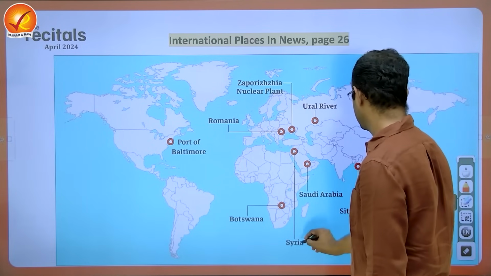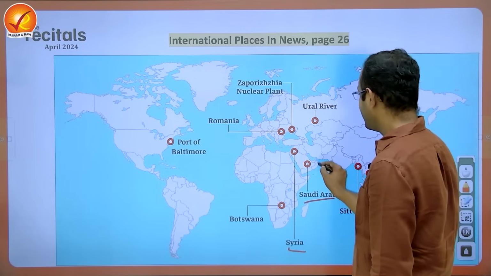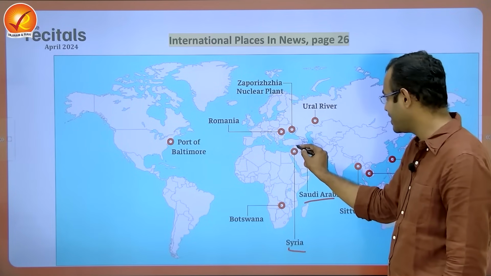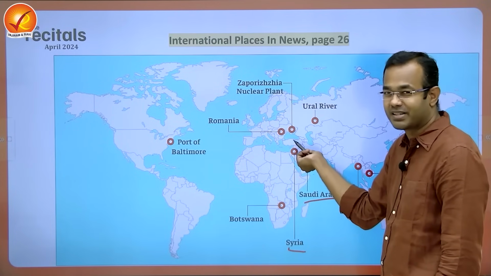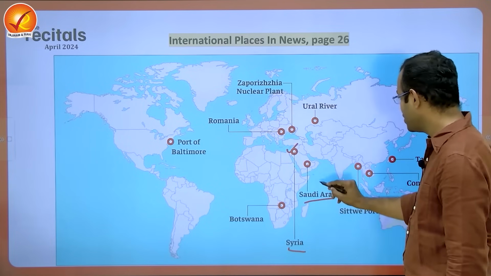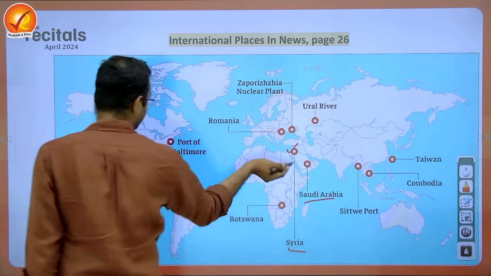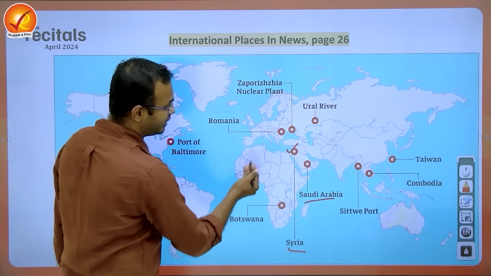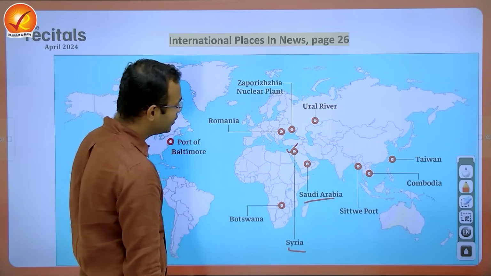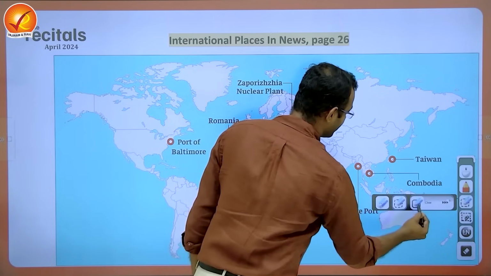With respect to Syria and Saudi Arabia, these are present in the Arabian Peninsula. The most important geographical features of Syria are the desert and the Jordan River, which we already discussed a few minutes before. Saudi Arabia is one of the largest countries within the Arabian plateau, and its major economic resource is crude oil. Moving on to the next one, Ural River.